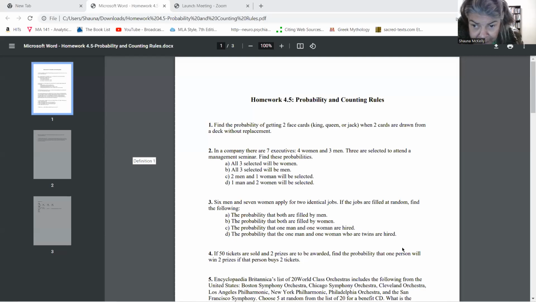The first problem says: find the probability of getting two face cards, a king, a queen, or a jack, when two cards are drawn from a deck without replacement.